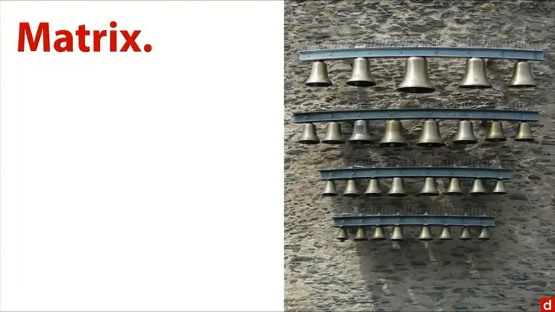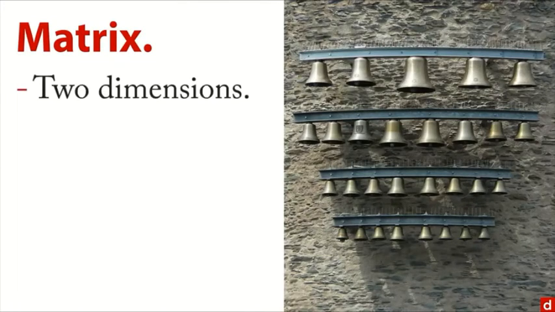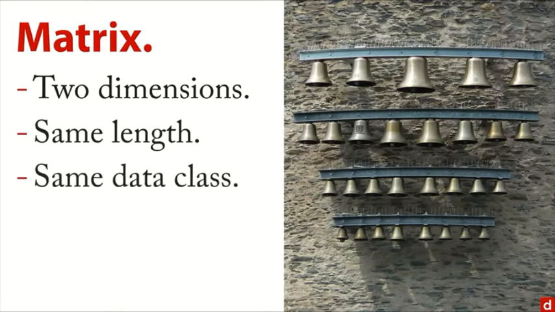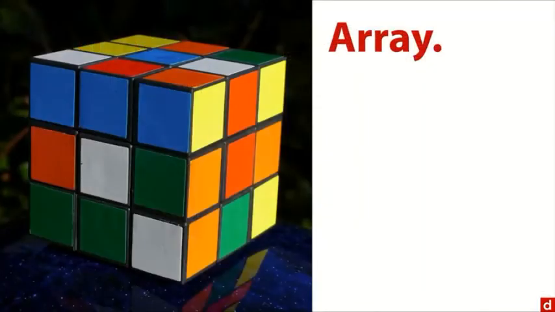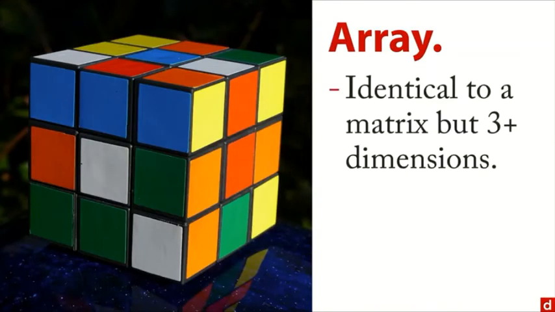A matrix has rows and columns. It's two-dimensional data. On the other hand, they all need to be of the same length. The columns all need to be the same length, and all the data needs to be of the same class. Interestingly, the columns are not named. They're referred to by index numbers, which can make them a little weird to work with. And then you can step up from that into an array. This is identical to a matrix, but it's for 3 or more dimensions.